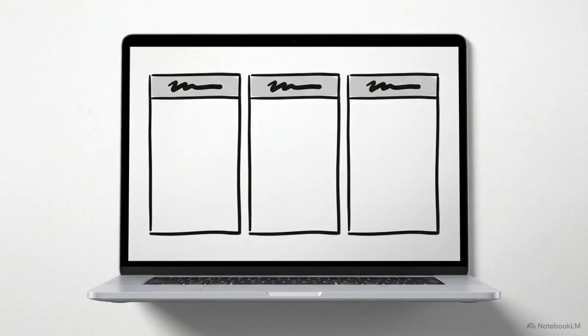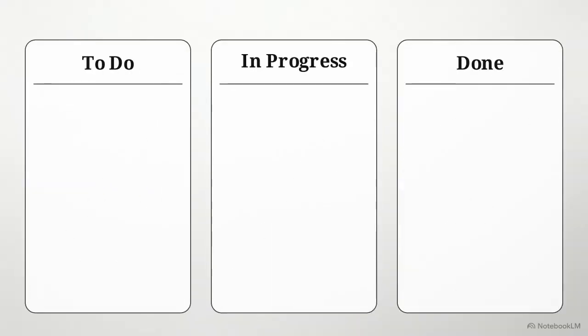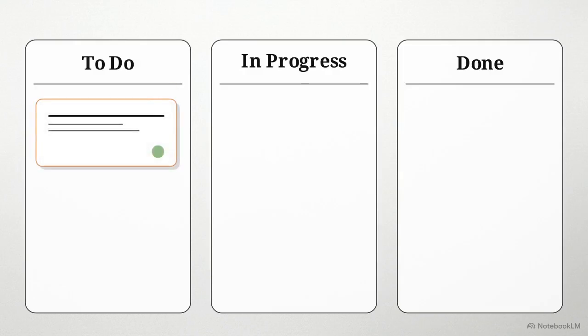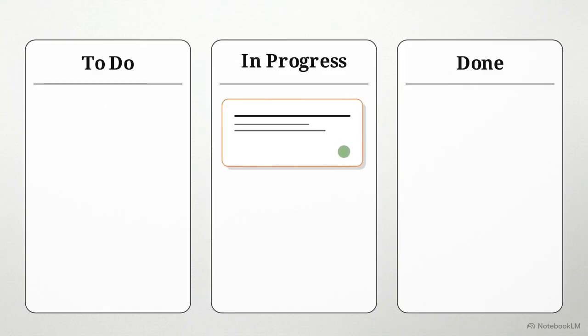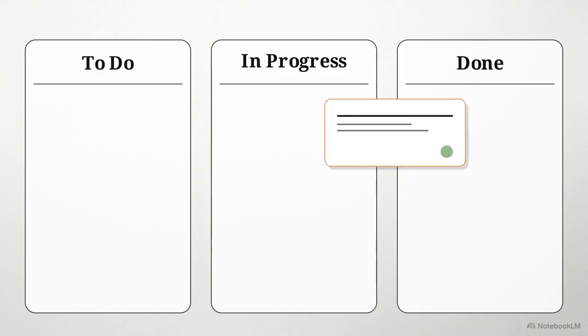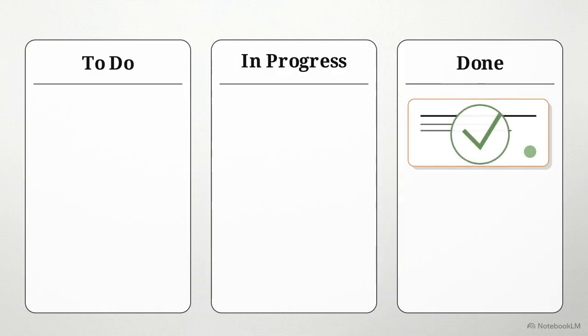We will structure the workflow by setting up basic columns, reading from left to right. We build exactly 3 columns: to do, in progress, and done. The to-do backlog holds unstarted work. Tasks then shift to in progress, strictly for active work. Finally, tasks move to done only when completely finished, requiring 0 follow-up.